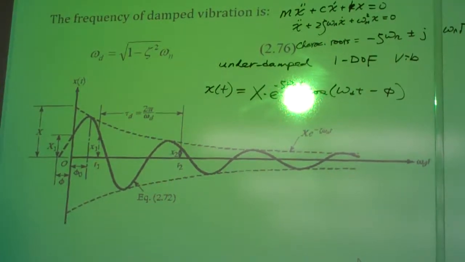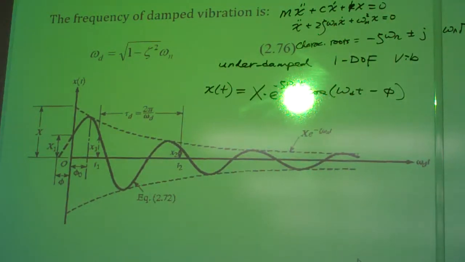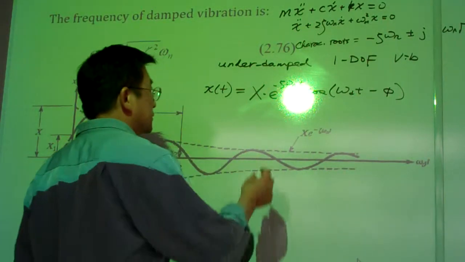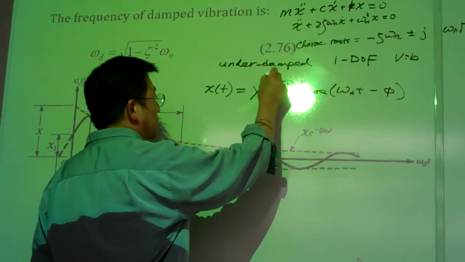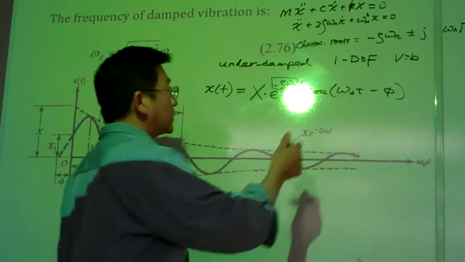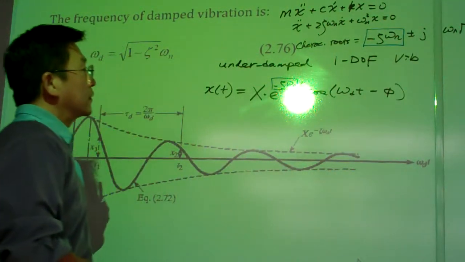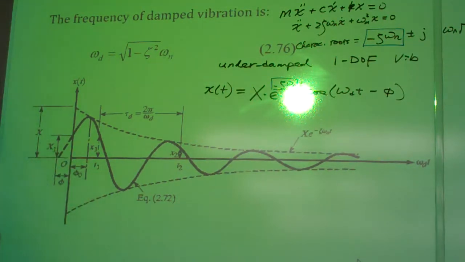That is the preparation for this, and then the feature is this: it is exponentially decaying at a rate. That rate is actually equal to the real part of the characteristic root.